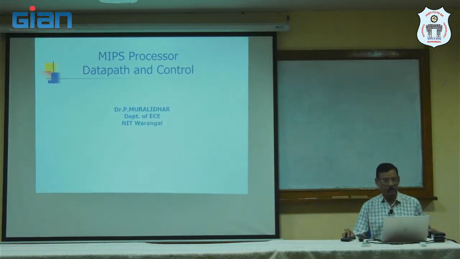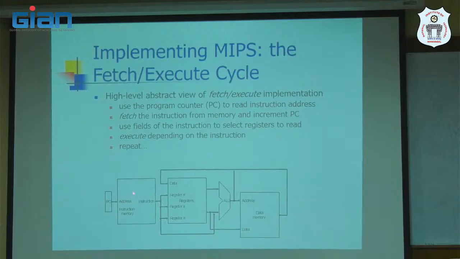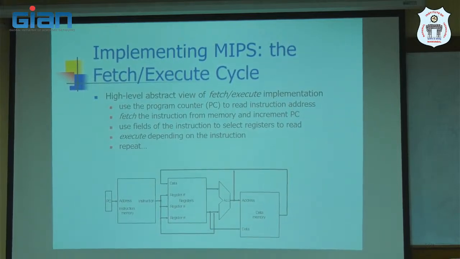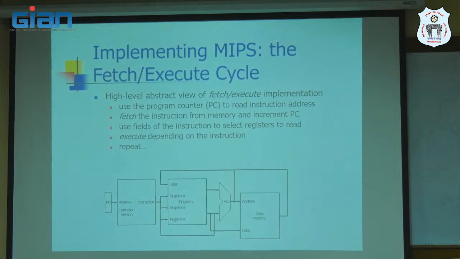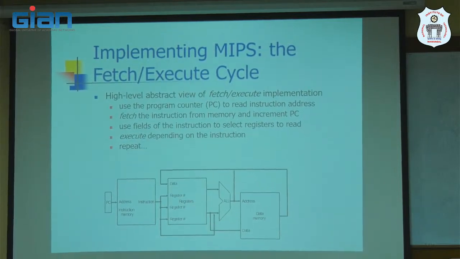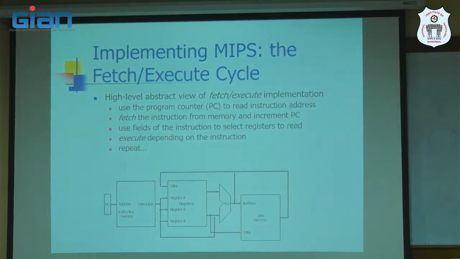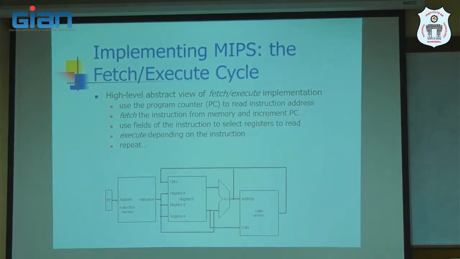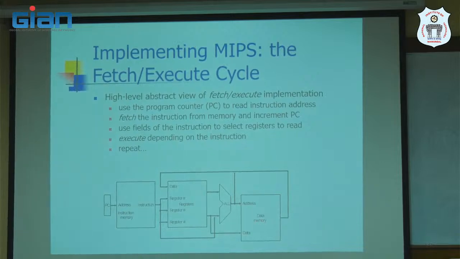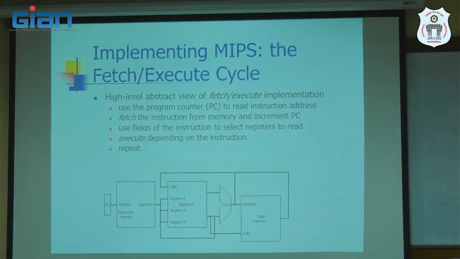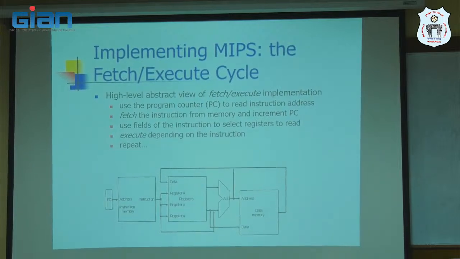Once the program is stored, the next is the registers. The number of registers here is 32, each of 32 bits. This is followed by the ALU, the arithmetic logic unit, then the data memory, where the partial results and data are stored. These are the main components used in this processor design architecture.